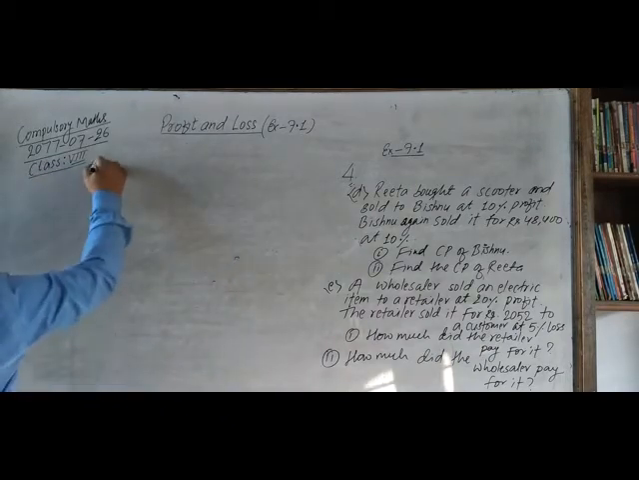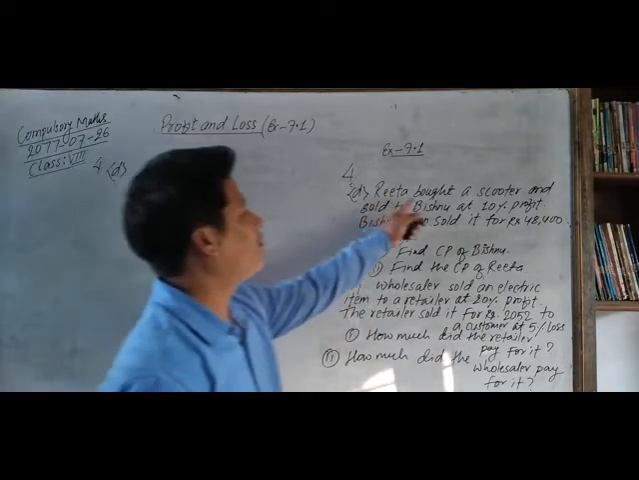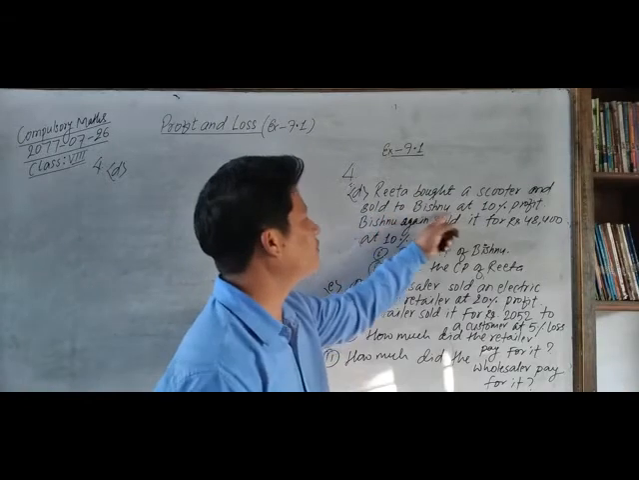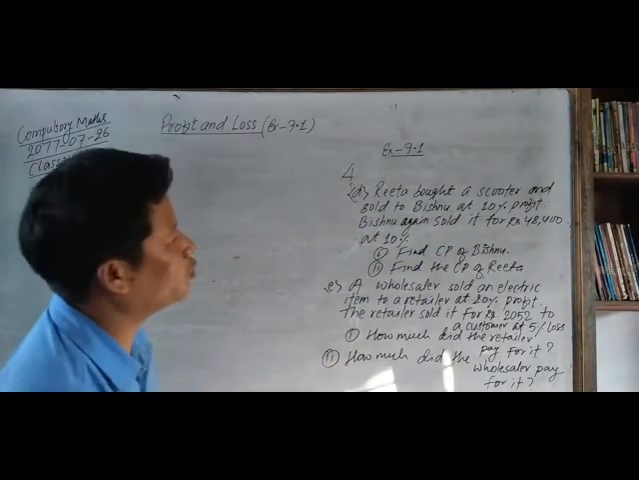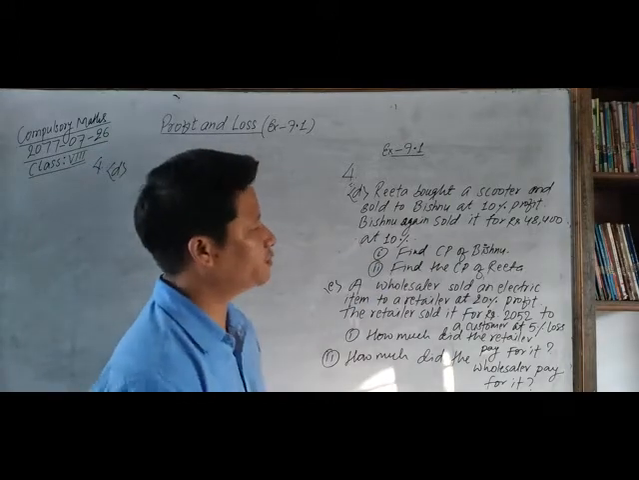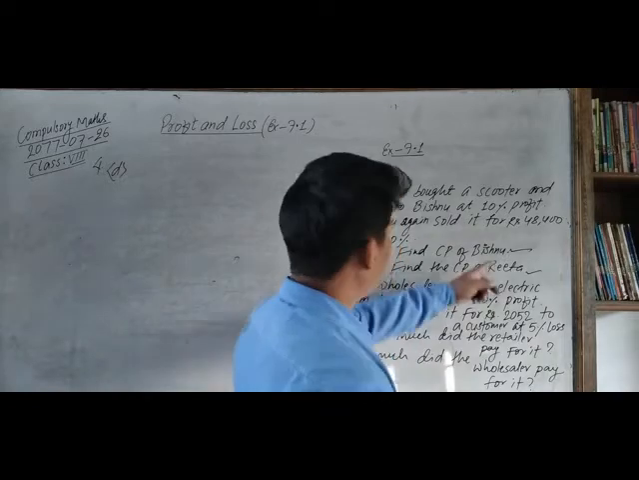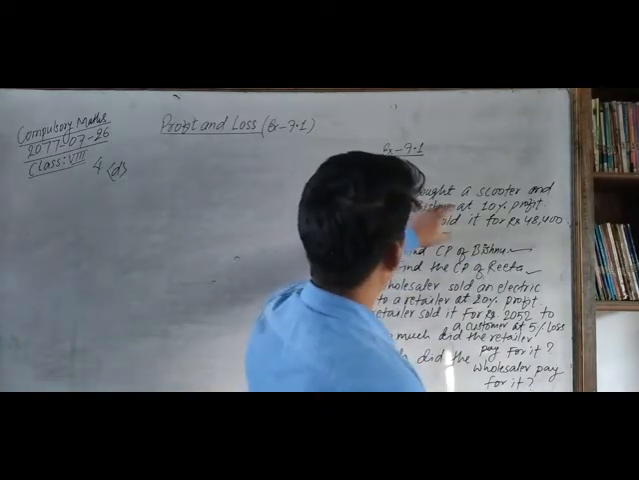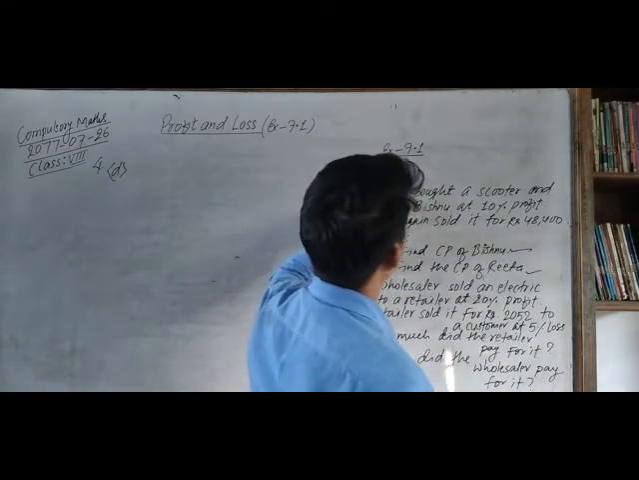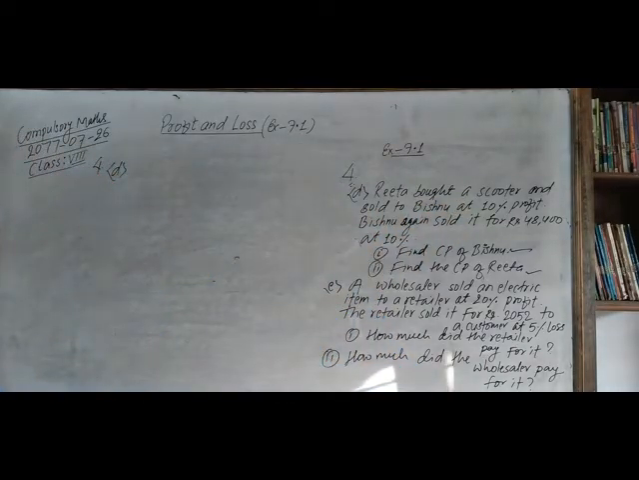Okay, question number 4D. Have a look here. Rita bought a scooter and sold to Vishnu at 10% profit. Vishnu again sold it for rupees 48,400 at 10%. Find the CP of Vishnu. So here are two parties, one is Vishnu and another is Rita. And we are given the transaction, that is Rita bought a scooter and sold to Vishnu at 10% profit, right?